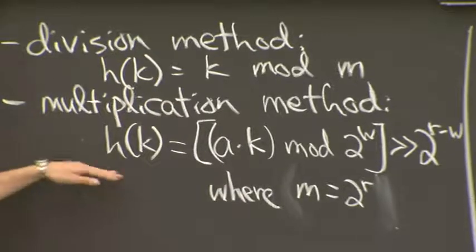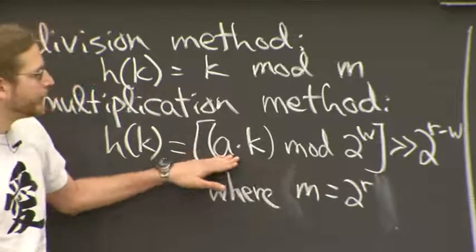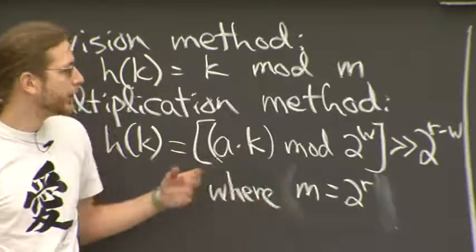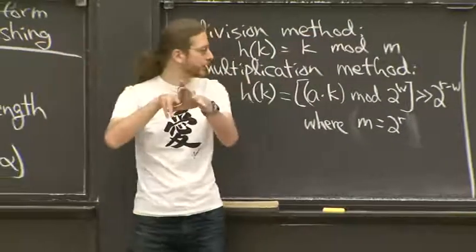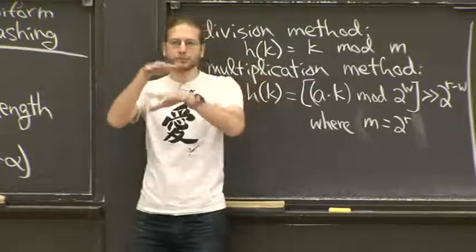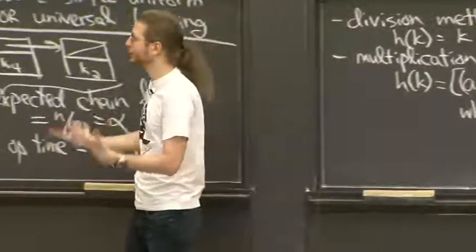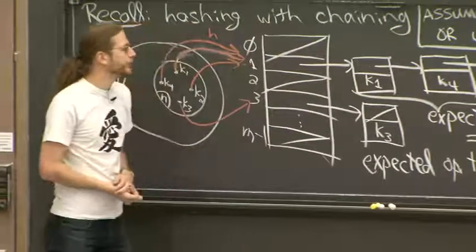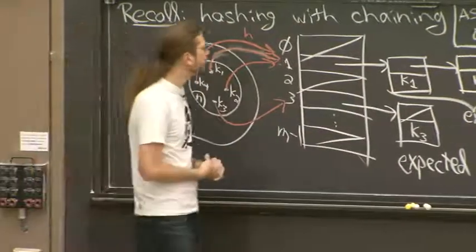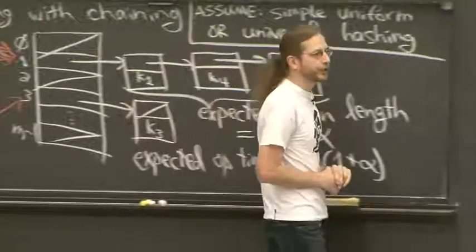Multiplication method is more fancy. You multiply by a random integer, and then you look at the middle of that multiplication, and that's where lots of copies of the key k get mixed up together, and that's sort of the name of hashing. And that's a better hash function in the real world. So that's hashing with chaining.